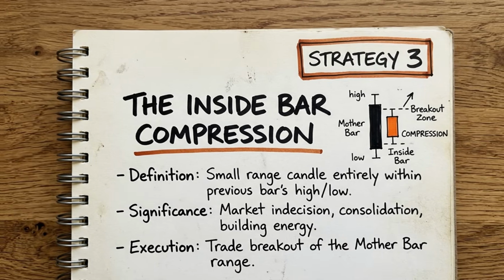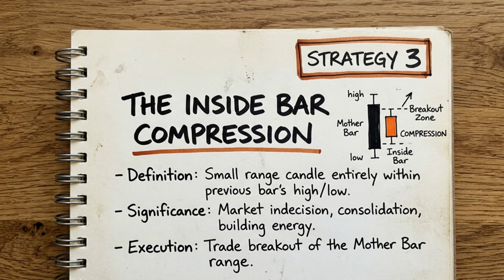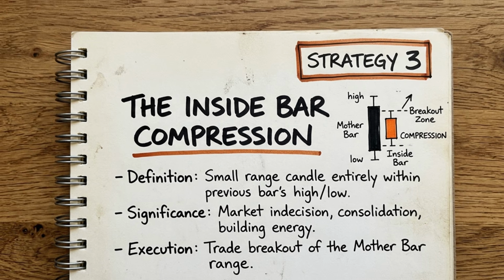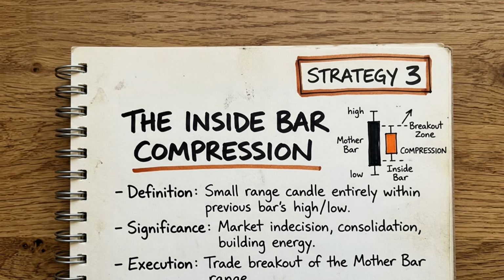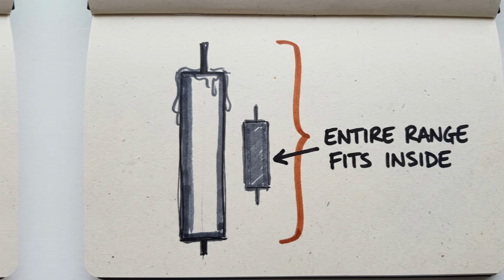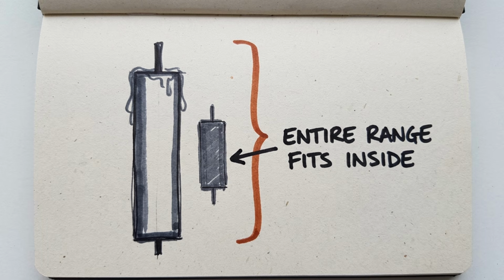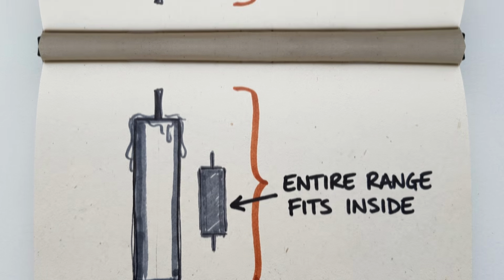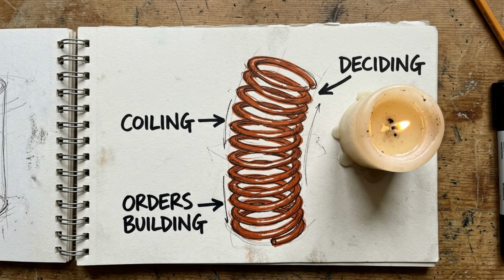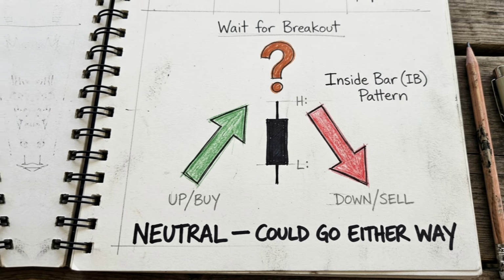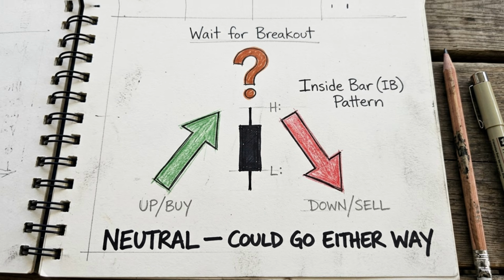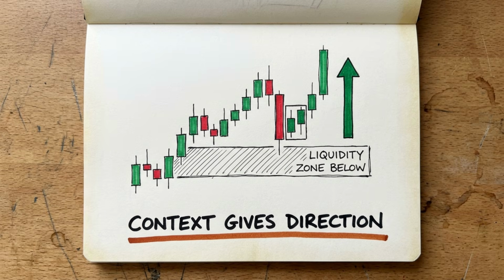Markets don't move in straight lines. They expand, then they compress, then they expand again. An inside bar is compression, a candle whose entire range fits within the previous candle's range. Price is coiling, orders are building. The market is deciding. By itself, an inside bar is neutral. It could break either way, but context gives it direction.